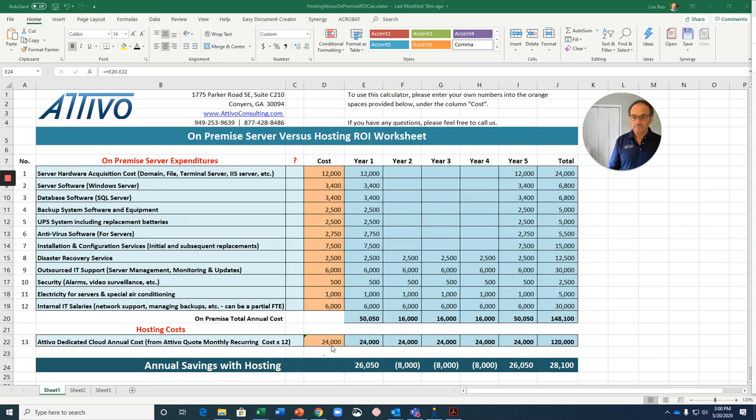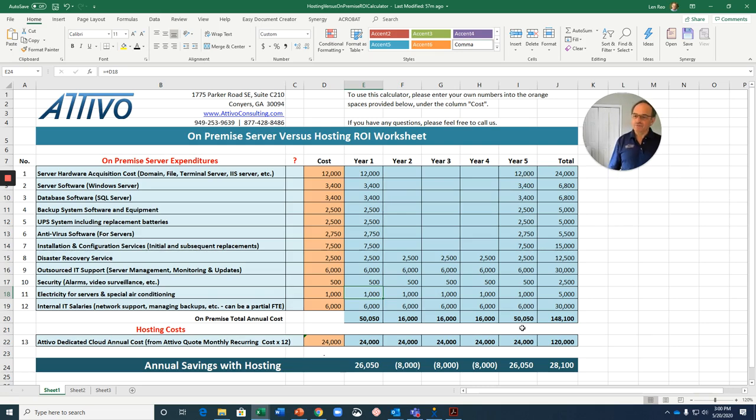Then just plug in 12 times the hosting quote to get the annual costs. That represents the total cost for the year. And so what you see is a 5-year total cost of ownership comparison. It assumes that you would be replacing your equipment in a 5-year time span.